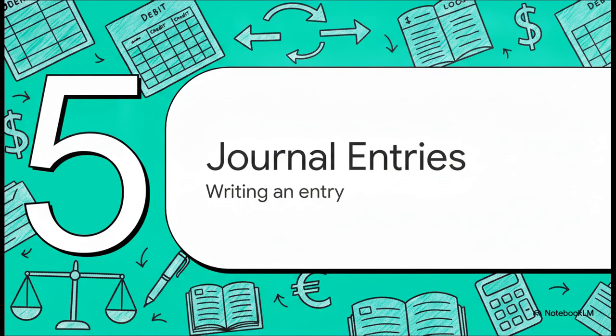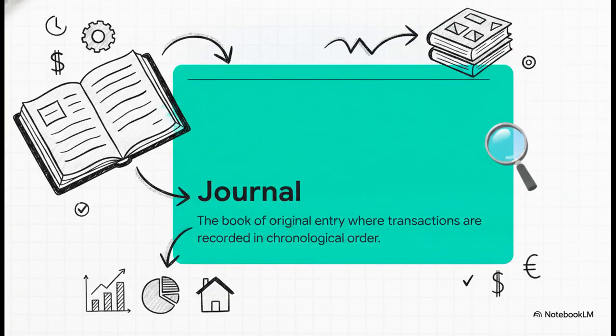Section 5. Recording a journal entry. To write an accounting sentence, we use the journal. It's known as the book of original entry. Basically, it's the very first place a transaction is recorded, way before it ever hits your official ledger or your financial statements. Getting this step right is absolutely vital because it sets the stage for literally everything else.